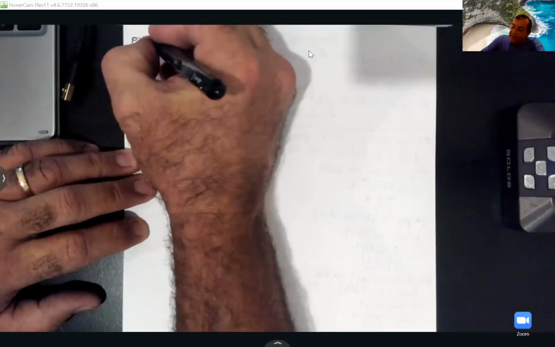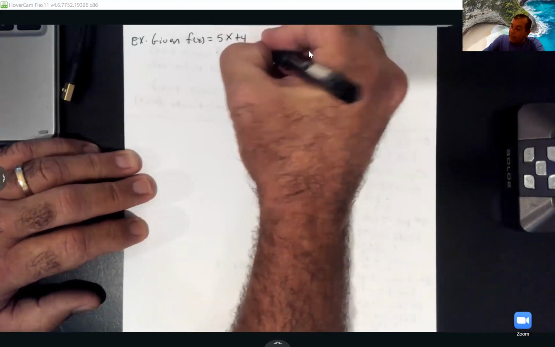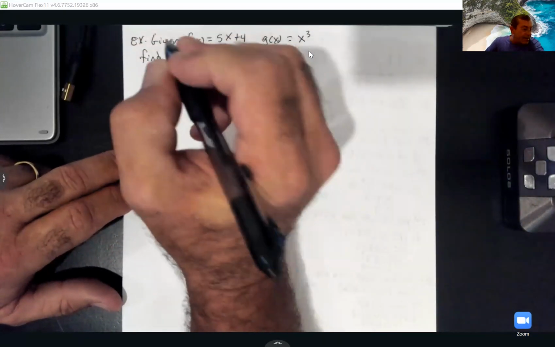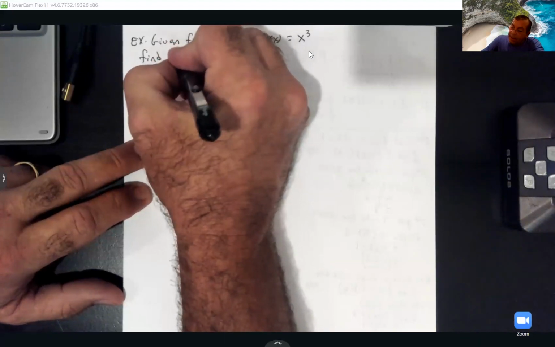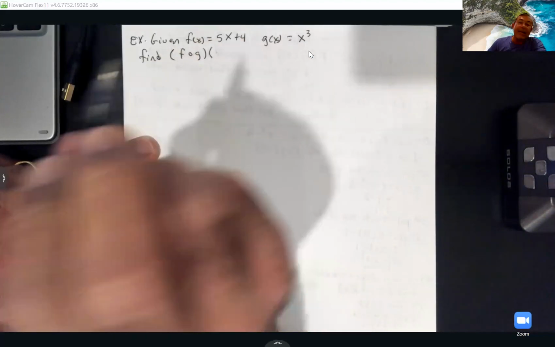All right, so we're going to be given f of x equals 5x plus 4. g of x is going to equal x to the third. They want us to find f compose g of -3.